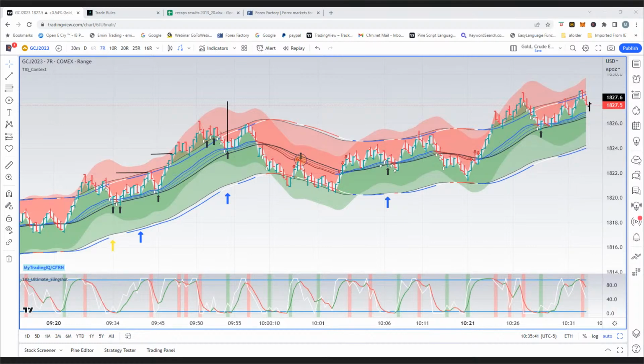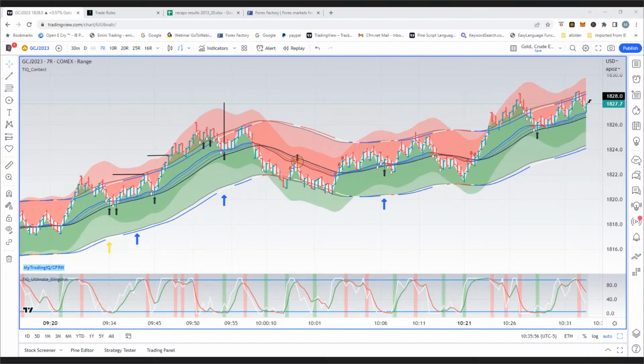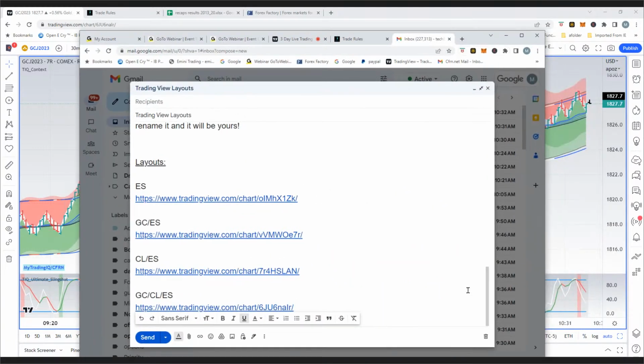The email looks like this. Okay, hang on, I've got to move stuff around. I suddenly have a lot of things on this other monitor: templates, TradingView layouts. Okay, the email looks like this.